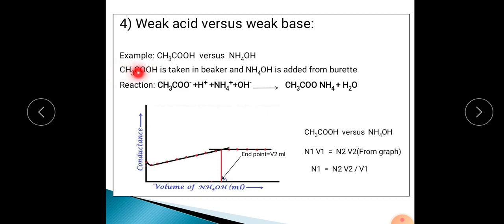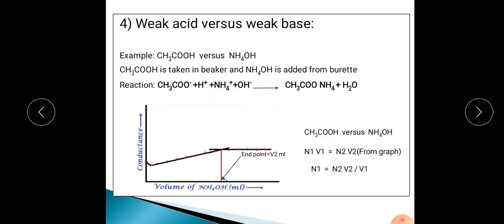Acetic acid will be taken in the beaker, and NH4OH base will be added from the burette. In the beginning, the beaker will contain only acetic acid, which will have acetate anion and H plus cation. Being a weak electrolyte, it will dissociate to a lesser extent, so fewer ions will be there, due to which the conductance of the weak acid, acetic acid, will be less.